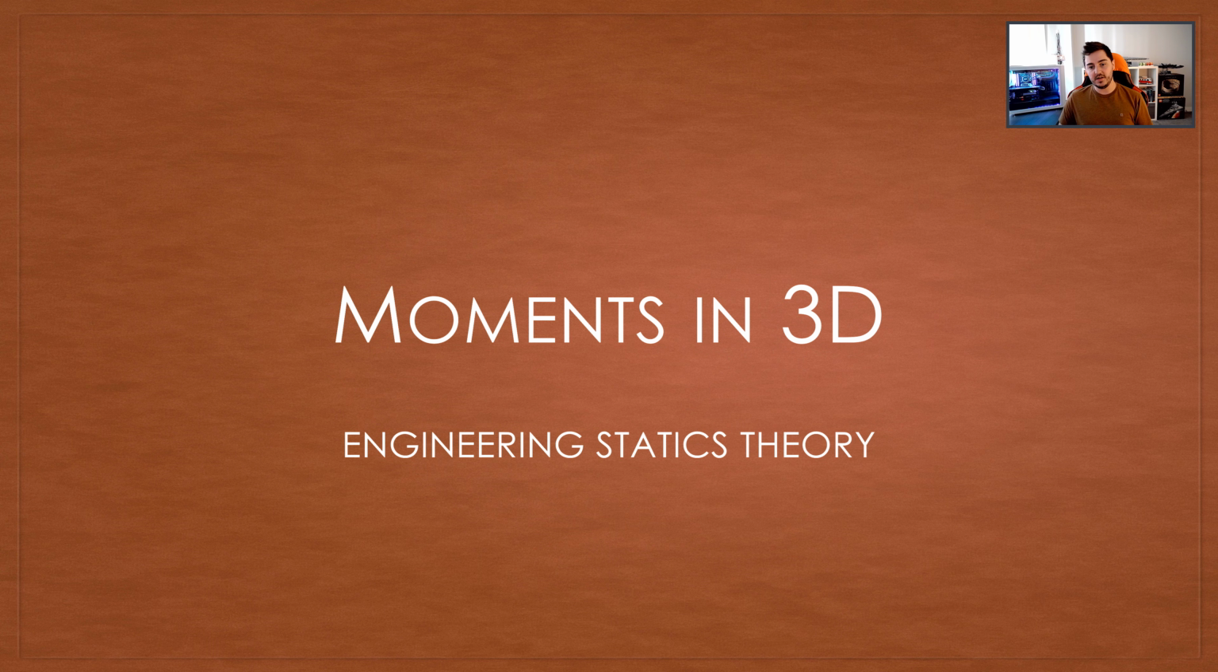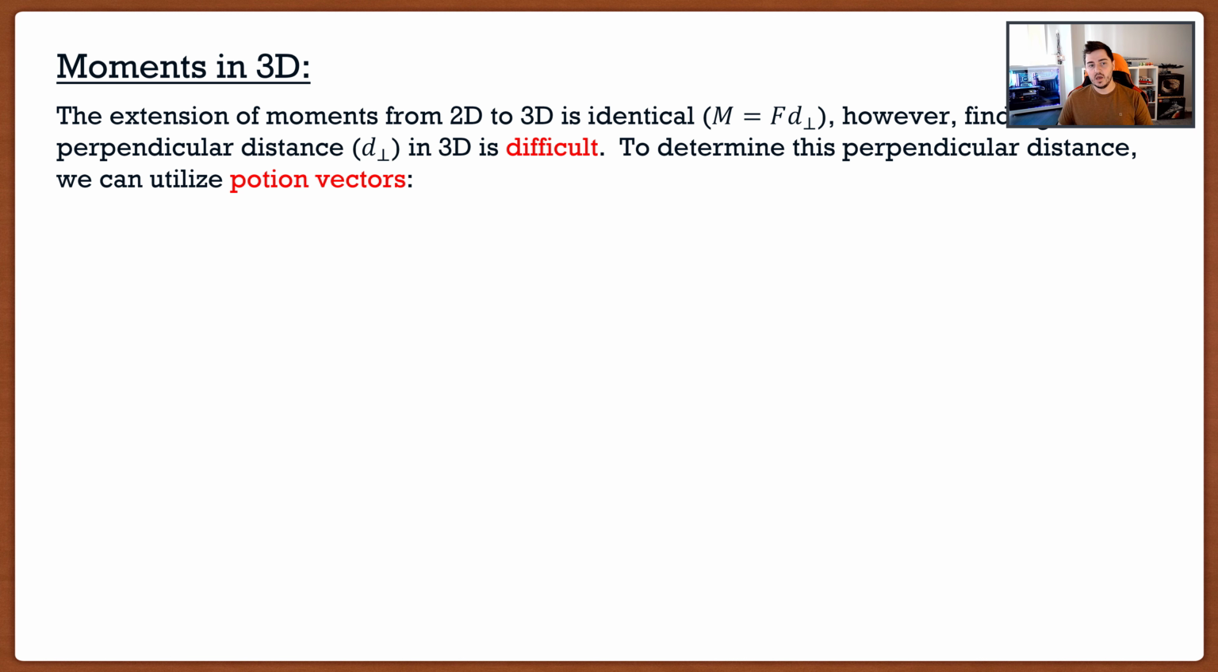So this entire video is dedicated to one topic, and it sounds very simple. It's moments in 3 dimensions. Remember, the last video we talked about moments in 2 dimensions, and we basically said, oh, it's a piece of cake. We just take our force, multiply it by a perpendicular distance, we're good to go. Well, as you guys are going to see, moments in 3D kind of blows chunks. And the reason why is because in 3D, it's very difficult to get that perpendicular distance. So what we're going to actually have to do is use position vectors if we want to go that route.